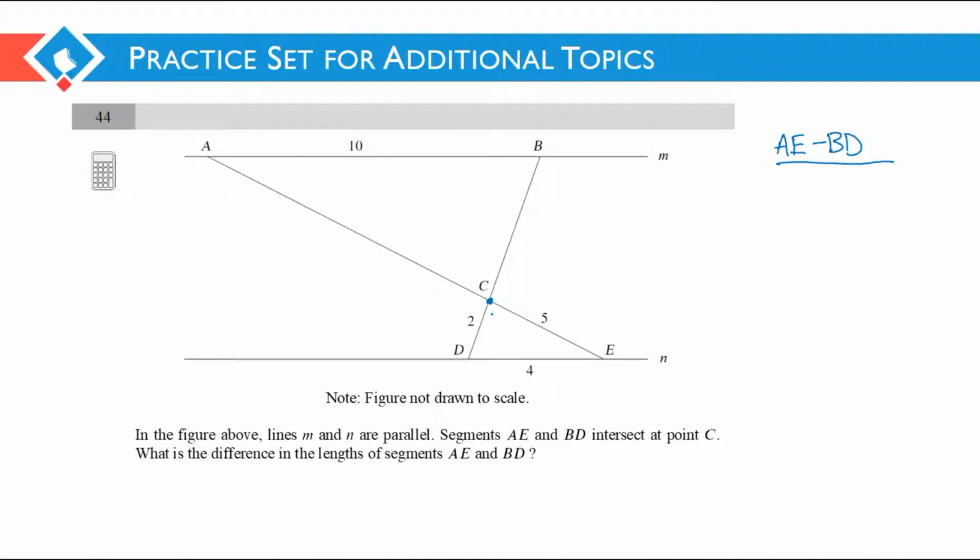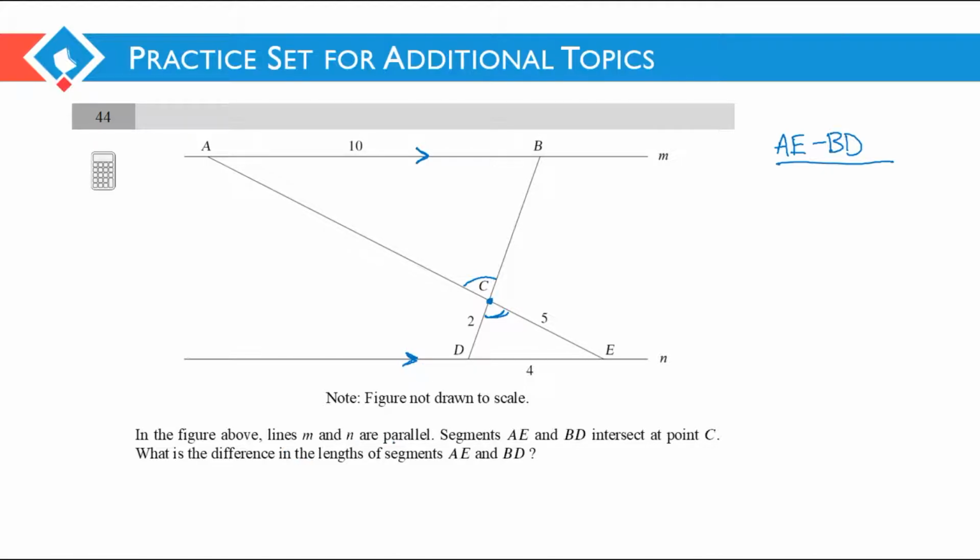Now, a couple of things to keep in mind here. These are vertical angles right here. So these two angles are going to be congruent. So these two are going to be the same angle. Additionally, it tells us that these two lines are parallel. So this line right here is parallel to this line. That means we have a transversal essentially.